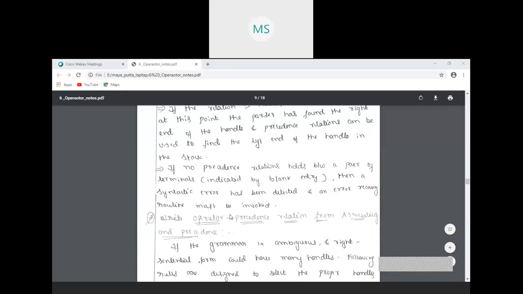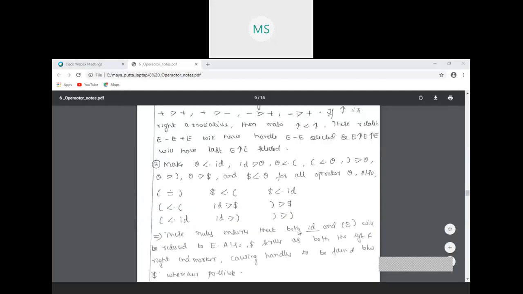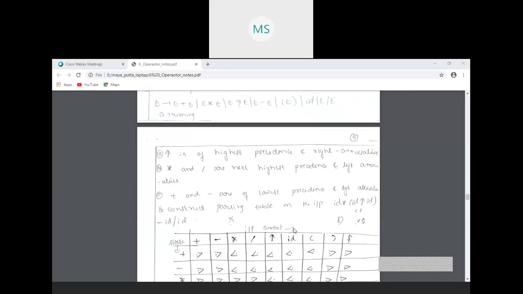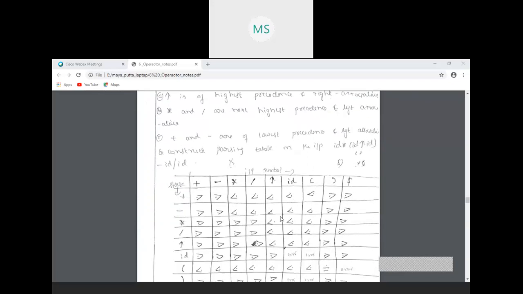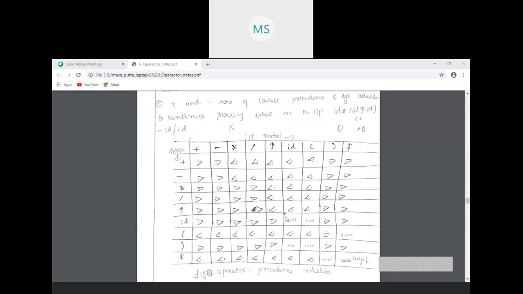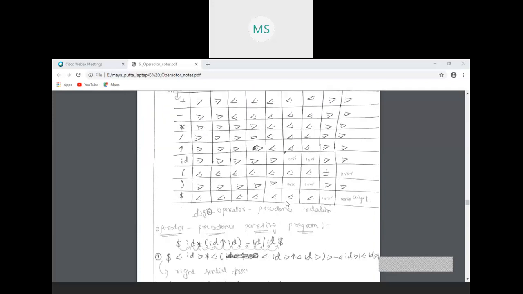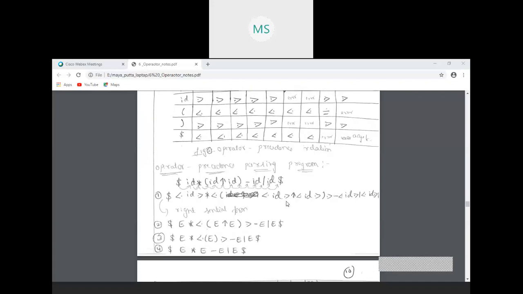Now some examples for the relationship between the associativity and precedence relation. Now I take the big example id star id exponential with id. How to construct the table? The table is constructed using the associativity and the precedence relation. Okay, now we can take an example. You have to solve it on your own: dollar id star open id exponential id close minus id minus divided by id dollar.